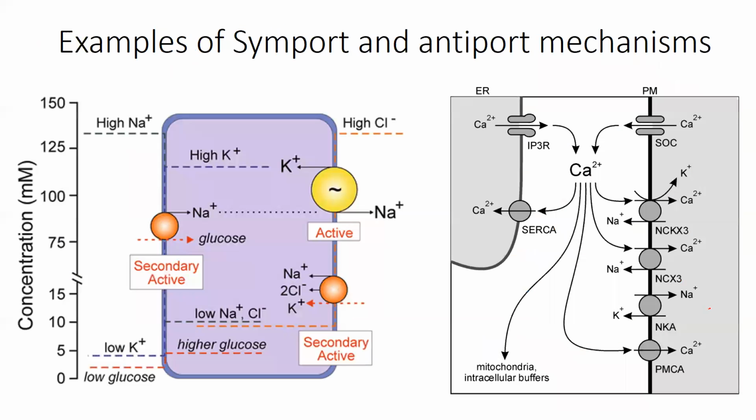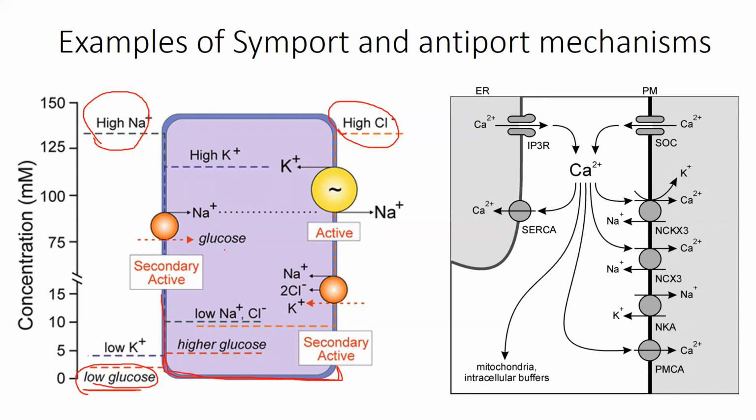Now, let me give you an example of some of the secondary active and primary active transporters. So here we have an example. In the intestine, for example, we have some cells, despite having low glucose in the extracellular environment. Here we have the cell, and outside in the extracellular environment, we have low glucose, high sodium, and high chloride.